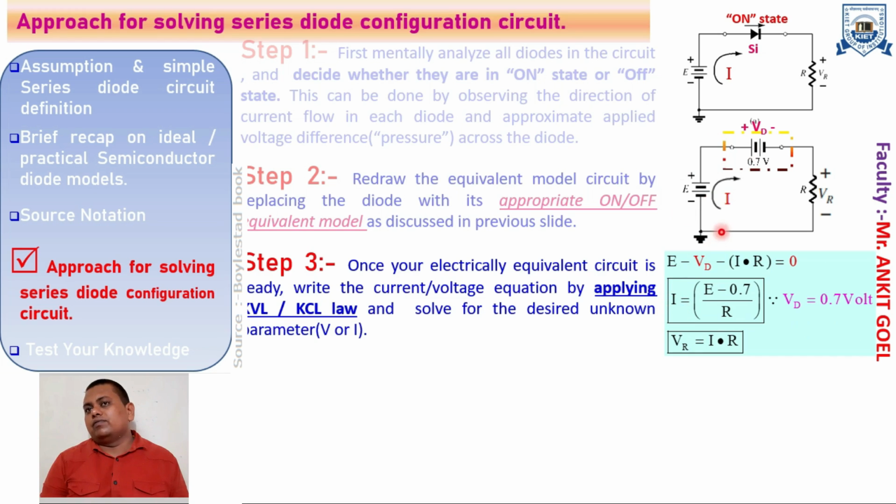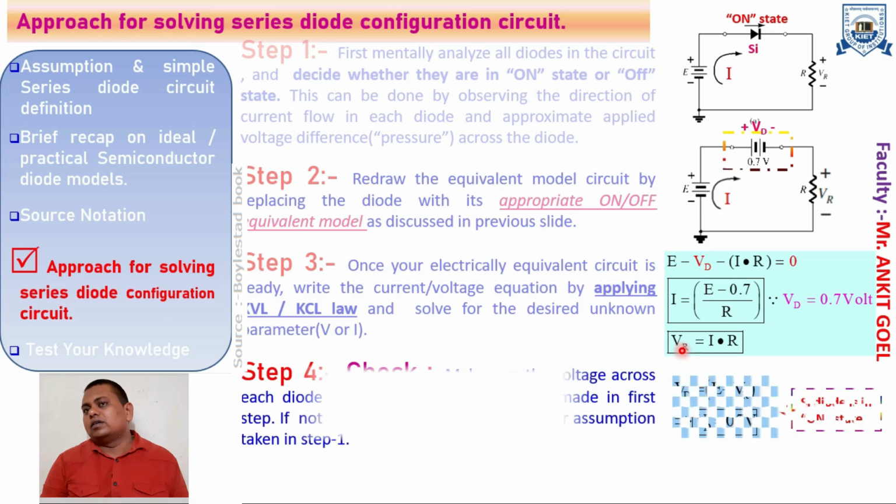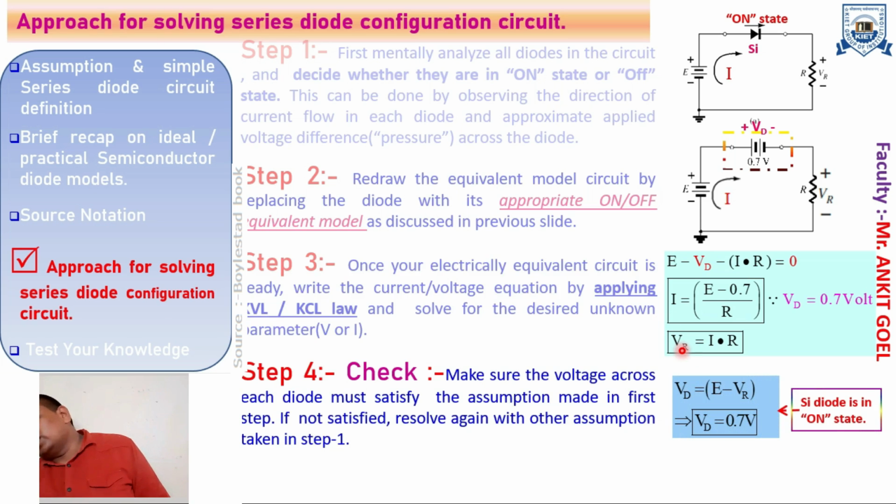You can see that if we apply the KVL, it is plus E minus VD minus IR equals 0, and I equals (E minus 0.7) by R. Since VD equals 0.7 volt, we can solve this and find the resistance voltage, VR, equals I into R. After solving this, we know all the unknown parameters, that is I and VR. To make sure, you should check at the end that the voltage across the diode satisfies the assumption that the diode is in on state, that is, it must satisfy the voltage conditions.